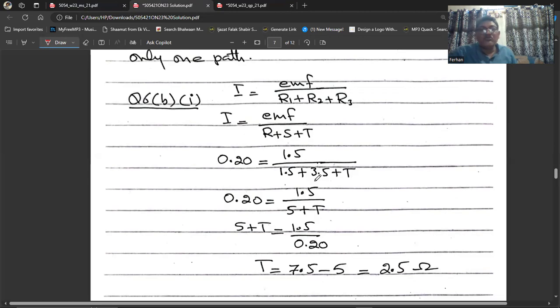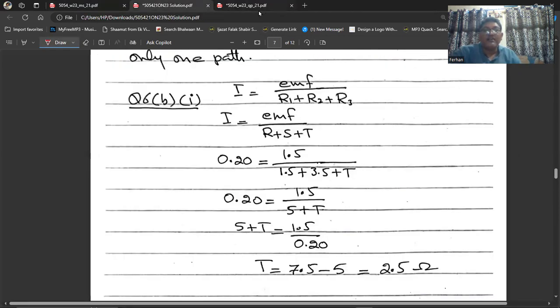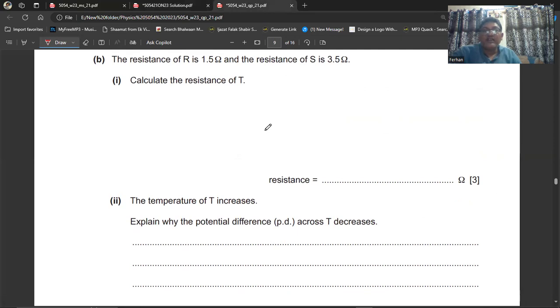So I will add these two. This will become 5, and 1.5 divided by 5 plus T. So I will take this to here and this will come downstairs here. When you divide 1.5 by 0.20, you get 7.5. And this 5 will come here and subtract, and then you will have 2.5. So the resistance of the thermistor is 2.5 ohm. I hope you understand this numerical. The current coming from the battery is equal to the EMF of the battery divided by the total resistance of the circuit.